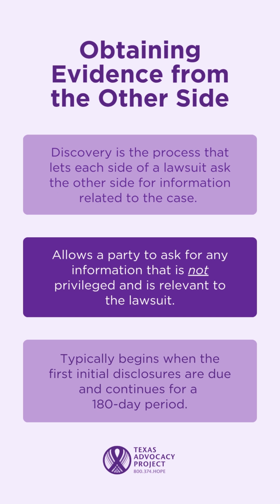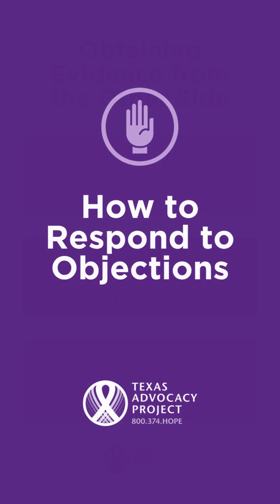Any discovery must be conducted during the discovery period. In Texas, there are 3 different types of discovery. Typically, the discovery begins when the first initial disclosures are due and continues for a 180-day period.